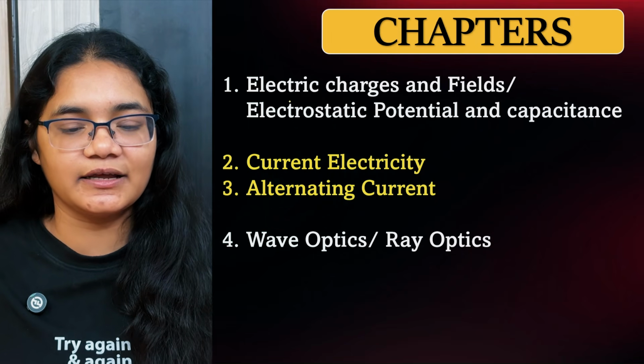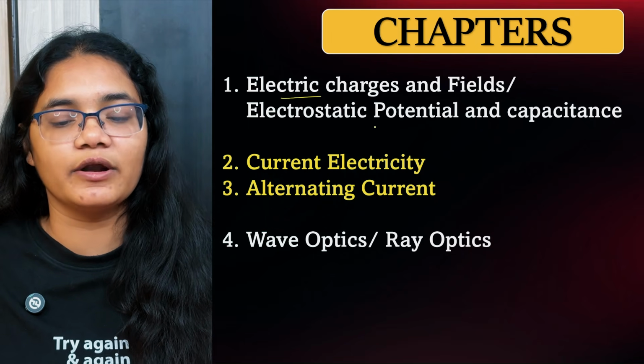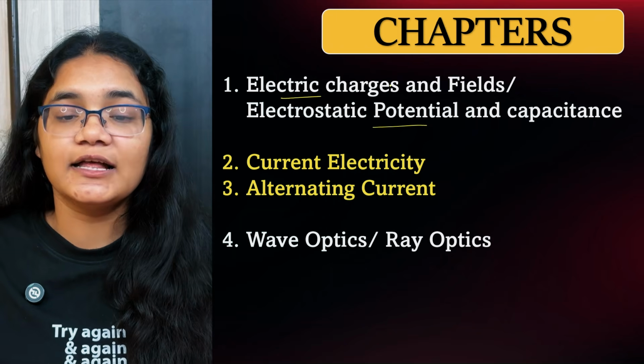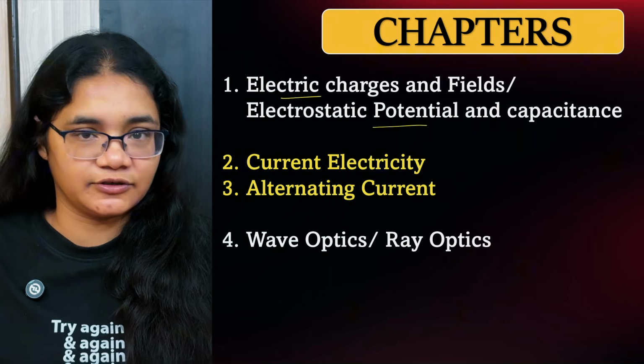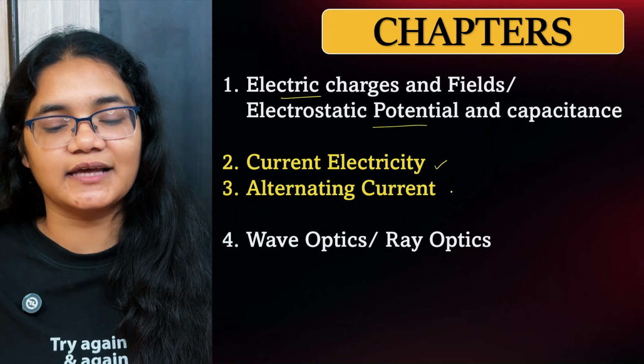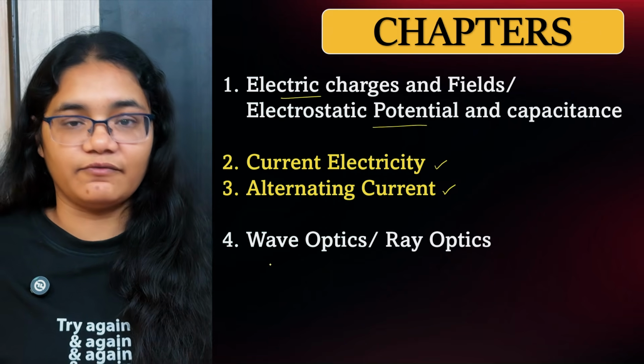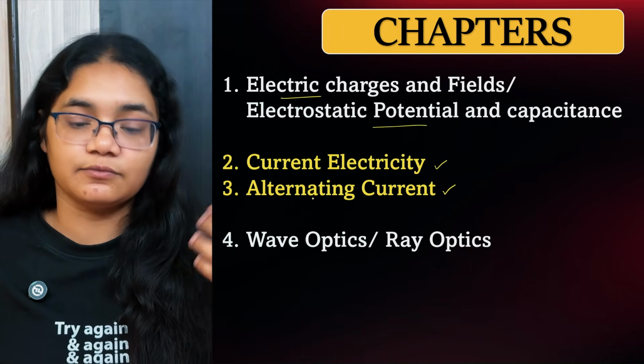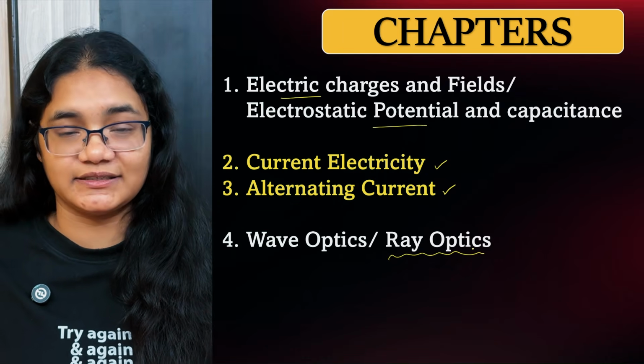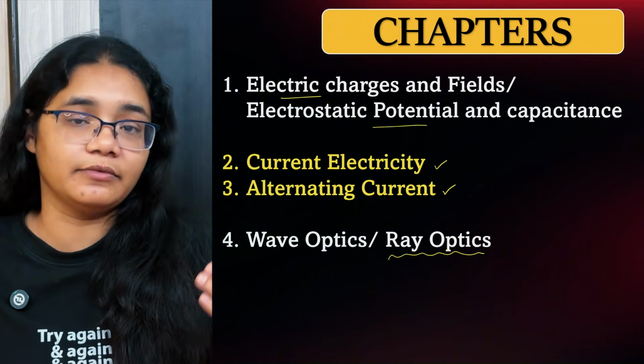So the first chapter is here, electric charges and fields or electrostatic potential and capacitance. So from any one of these chapters, the first numerical will be asked. The second one is current electricity, third is alternating current, and fourth one is either from wave optics or ray optics, but most probably it will be from ray optics. There's a high chance that the question will be from ray optics.